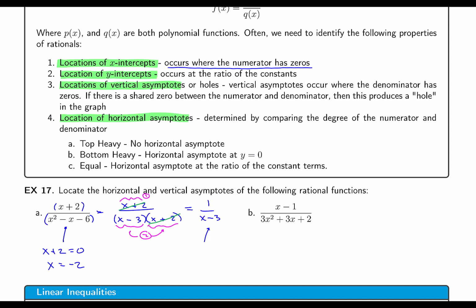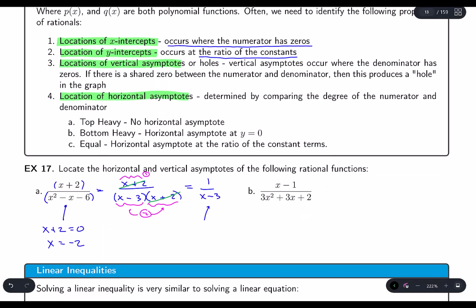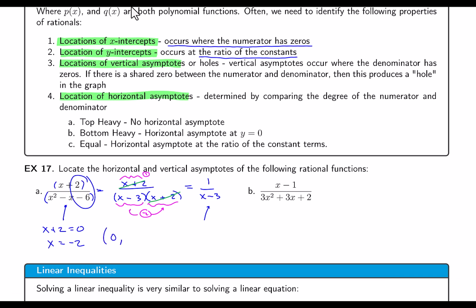Locations of y-intercepts occur at the ratio of constants. So if you take the ratio of 2 divided by negative 6, you would have a y-intercept located. Actually, I'll write it as a point. So 0 for the x, and when we let x be 0, the function evaluates to 2 over negative 6, which is negative 1/3. So this is effectively the y-intercept.